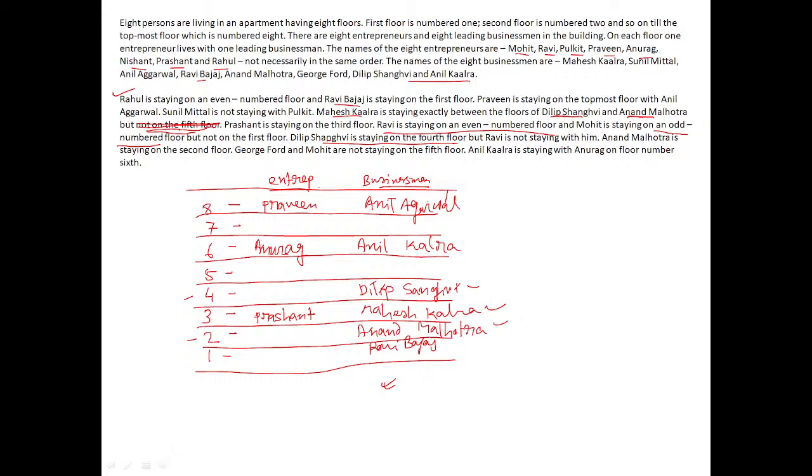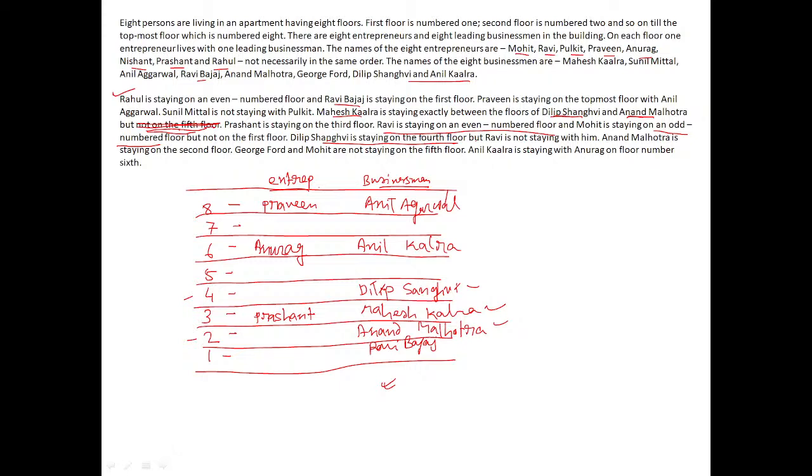Let's see. Dilip Sanghvi is staying on the 4th floor, but Ravi is not staying with him. Whenever this kind of extra information is given, you can be quite sure that it has some importance, that Ravi is not staying with him. Otherwise, there is no need for this kind of information. This is sometimes intentionally given to create possible cases, so that the student may make a second table here and waste a few seconds. Okay. So there is no need.